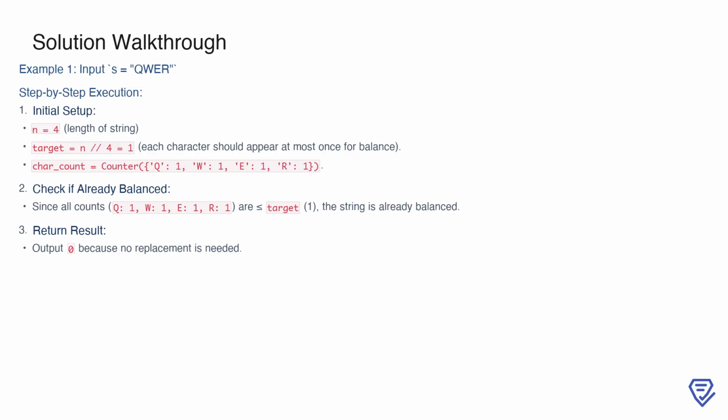To start off with example 1, we are given the input string s equals qwer. The length of the string is n equals 4, and the target count for each character to achieve balance is calculated as n/4 equals 1. Using this, a frequency count of the string shows each character q, w, e, and r appears exactly once. Since all character counts are less than or equal to the target of 1, the string is already balanced. Therefore, no replacement is needed, and we simply return 0 as the result.